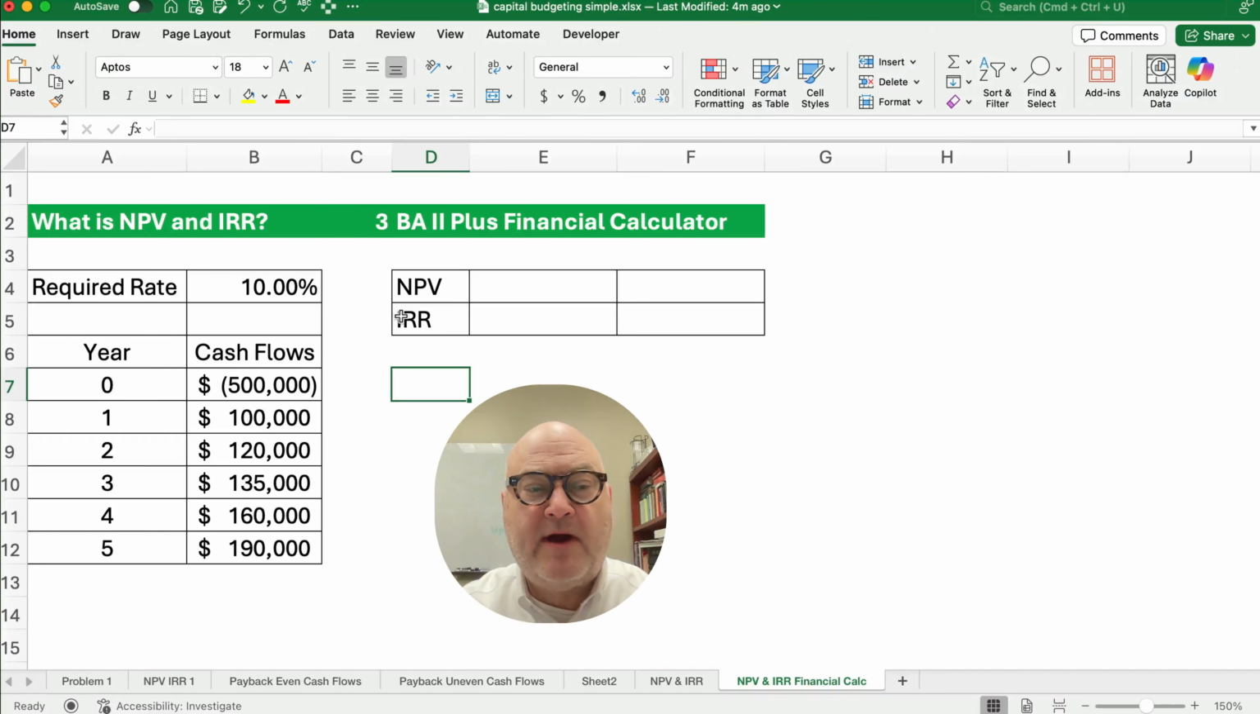Today we're going to work on how to do net present value, or NPV, and internal rate of return, or IRR, using a financial calculator. Now the calculator I use is the BA II Plus professional financial calculator, but there are several models of the BA II Plus. So let's show you how to do all the cash flows and calculate this on the calculator.